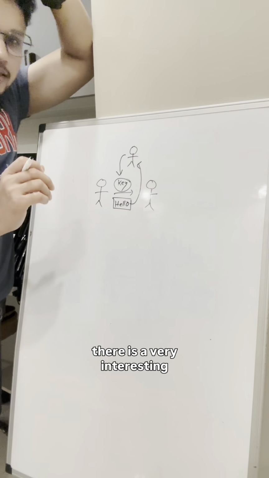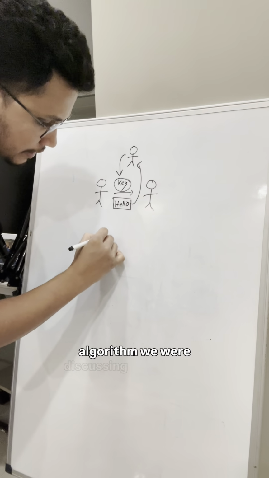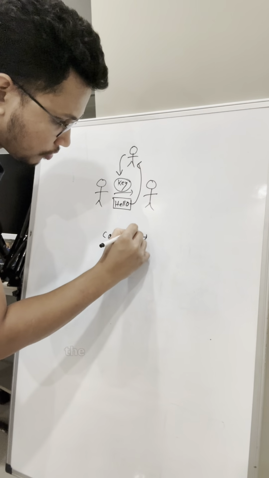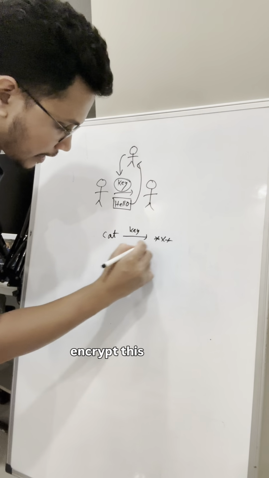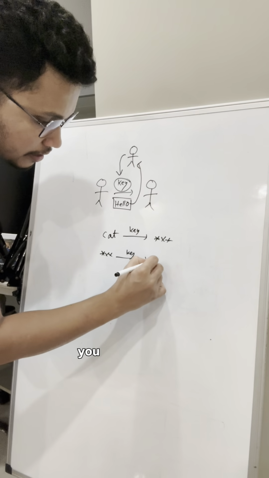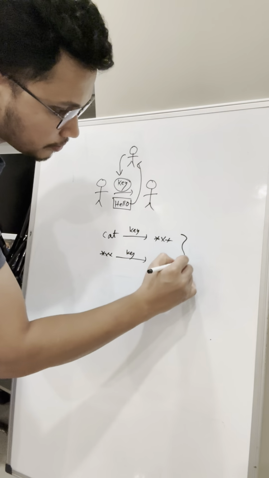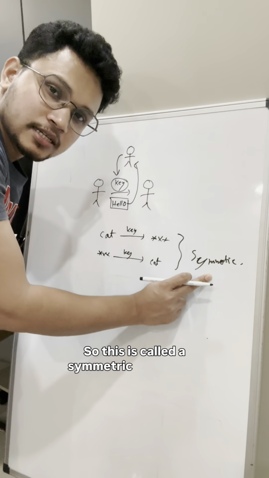Now there is a very interesting, smart solution. Whatever encryption algorithm we were discussing so far, you have "cat", and with the help of a key you can encrypt this cat. And with the help of the same key, you can very easily decrypt this cat as well. So this is called symmetric encryption.